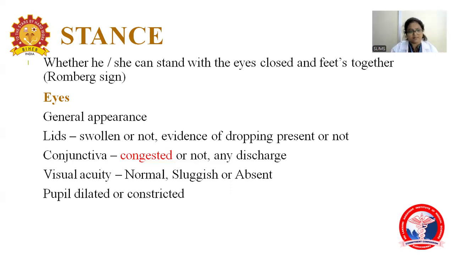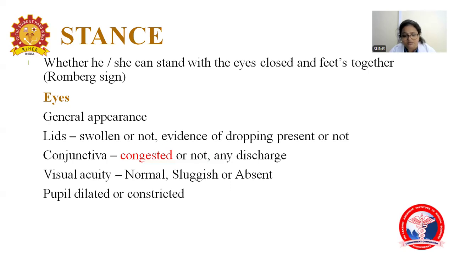And then in the general appearances, we have to look for the eyes. How do the eyes appear? Whether the eyelids are swollen or not, whether drooping of eyelids is present or not, and then the conjunctiva. The congestion of conjunctiva is an important finding which is present even in consumption of a minimal quantity of alcohol.